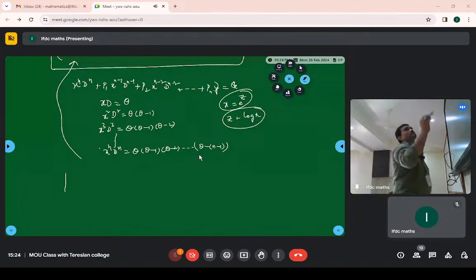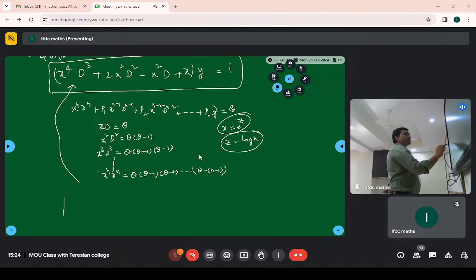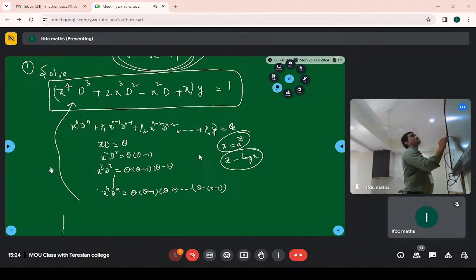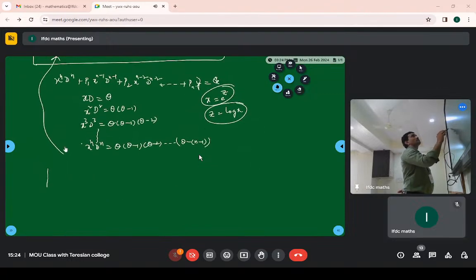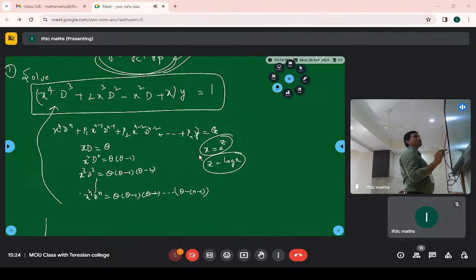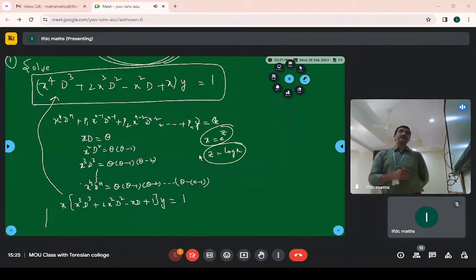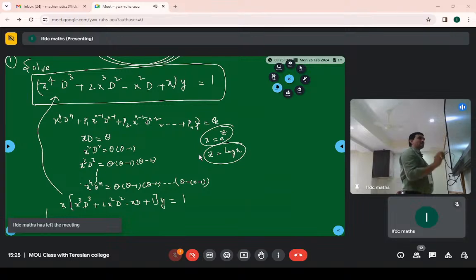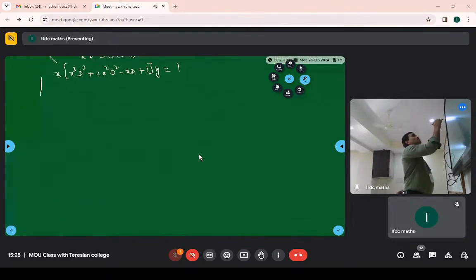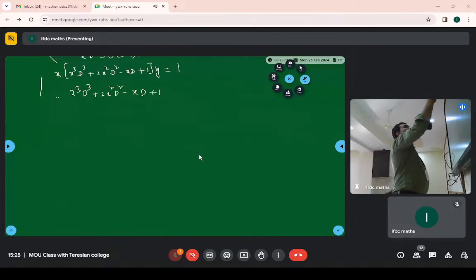If I take x common, I can write this equation as x, outside, x cube d cube plus 2x square d square minus x d plus 1, all into y is equal to 1. Dividing the whole equation by x, we change it into the format x cube d cube plus 2x square d square minus x d plus 1, all into y is equal to 1 by x. This is equation number 1.